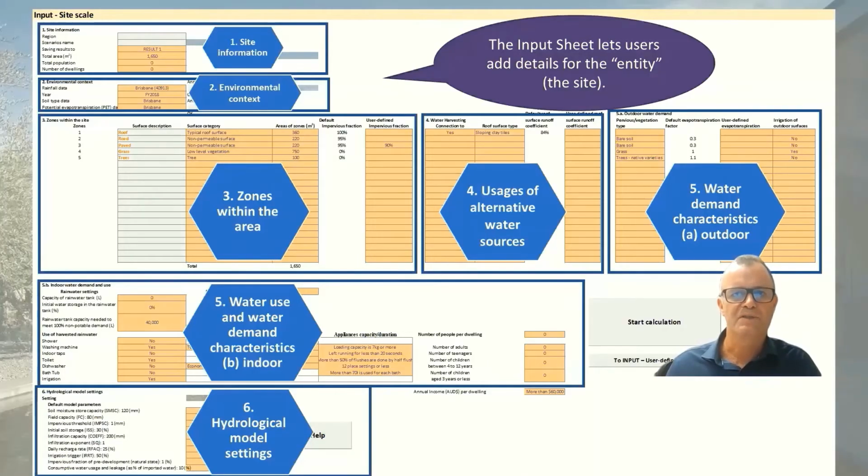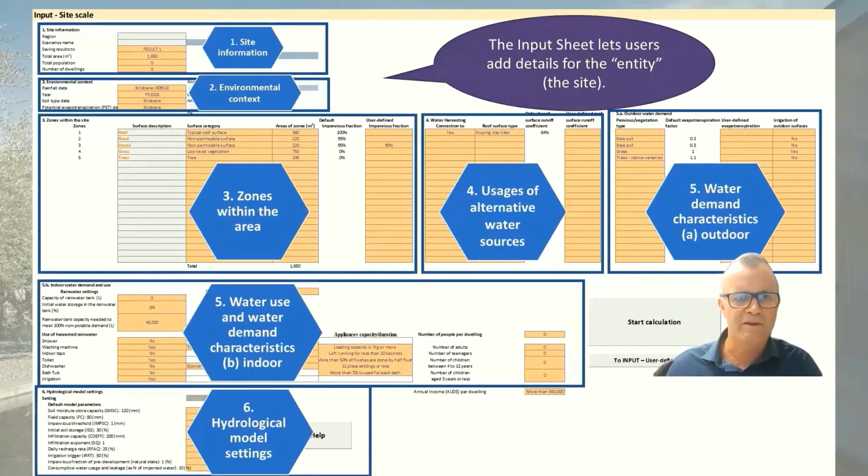The input sheet lets users add details of the entity, site information, the area, the population, the number of dwellings. The environmental context includes the soil type and potential evapotranspiration, also from Bureau of Meteorology lookup libraries. A critical area is the zones within the site.